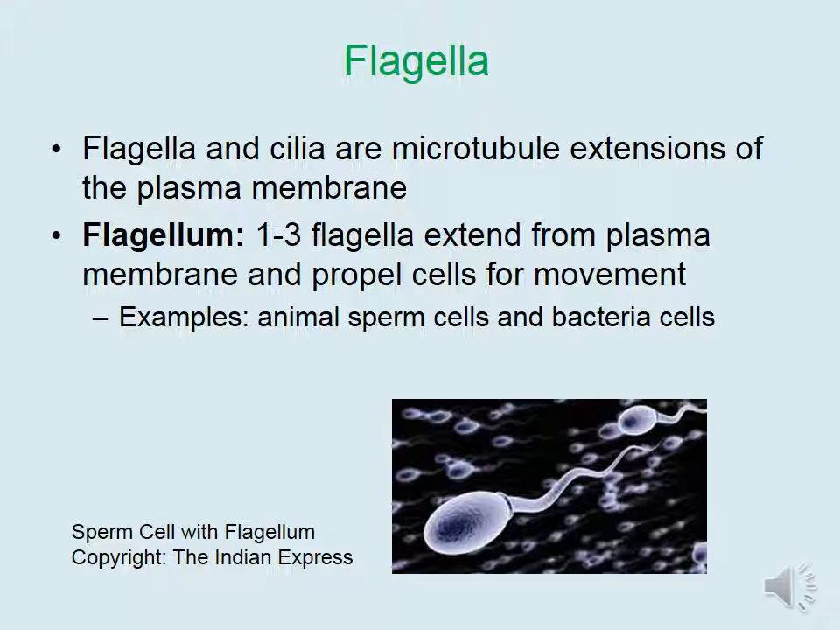Flagella and cilia are microtubule extensions that extend from the plasma membrane outside the cell. A flagellum is a tail that extends from the plasma membrane and spins to propel a cell for movement. Cells typically have anywhere from 1 to 3 flagella. Examples of cells with flagella include sperm cells in male animals that contain 1 flagellum, and bacteria cells that contain anywhere from 1 to 3 flagella.